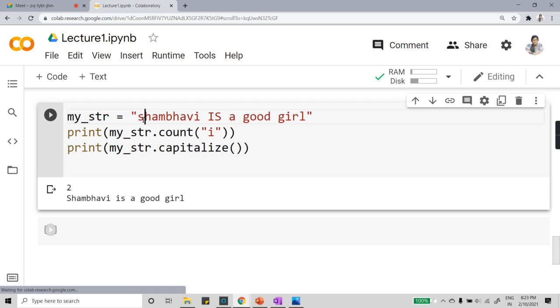See, in my str, I have stored s as small, but in the output I am getting s as capital here. Now I have written is as capital here, and here what I am getting? I am getting is as small. So just carefully listen and keep this in mind: this capitalize function not only converts the first character into capital, but it also converts the capital letters present in your string into small characters.